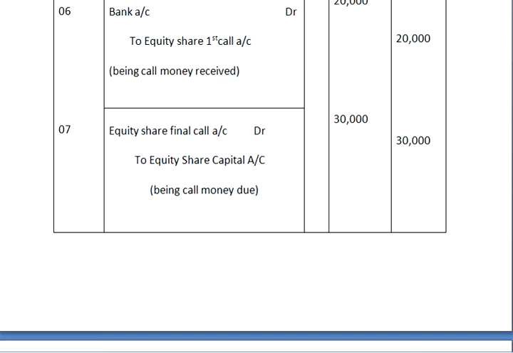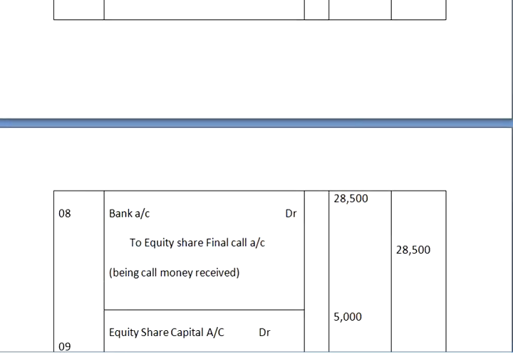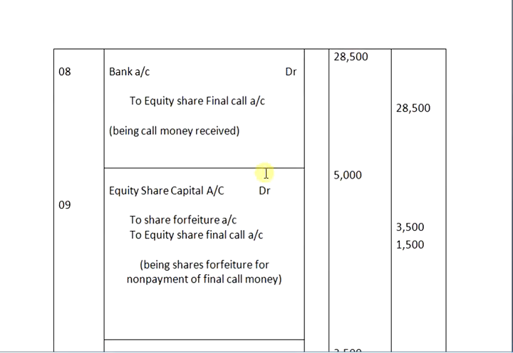So again on the final call, what happens? Again on the final call we need to make the due transaction. Equity share final call account debit to equity share capital account, 10,000 into 3, it becomes how much here? 30,000 and 30,000. Did we receive the entire final call amount? That is the case here. So we are not receiving the entire final call amount. Bank account debit to equity share final call account, 10,000 shares minus, on how many shares are we not receiving? 500 shares. So it becomes 9,500 into 3, which is 28,500. On 9,500 shares we are receiving the final call amount.